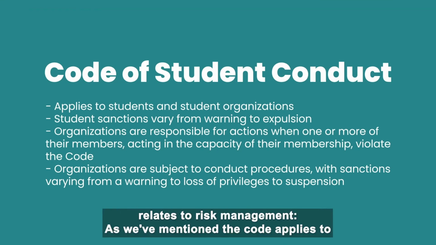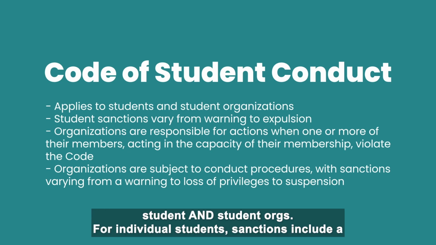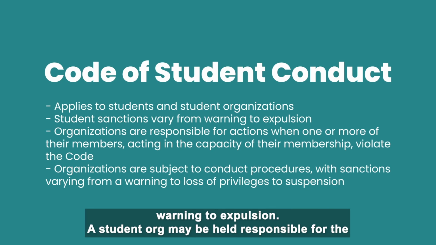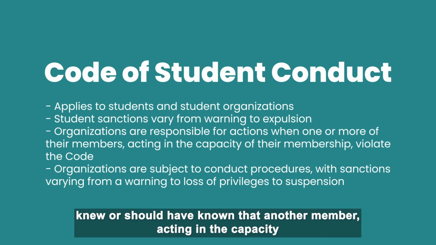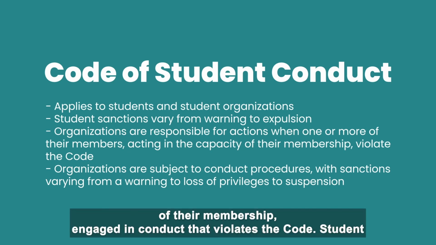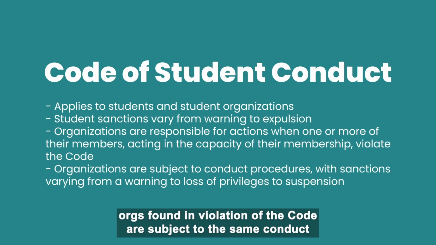To wrap all of this up, here's what you should know about the Code of Student Conduct as it relates to risk management. As we've mentioned, the code applies to student and student orgs. For individual students, sanctions include a warning to expulsion. A student org may be held responsible for the actions and conduct of its members when one or more of its members knew or should have known that another member, acting in the capacity of their membership, engaged in conduct that violates the code.